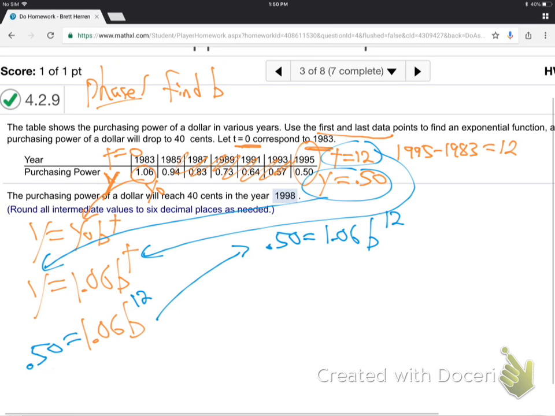How do I solve for b? What's my first step? Divide by the 1.06. Boom. So b to the 12 is 0.5 over 1.06.